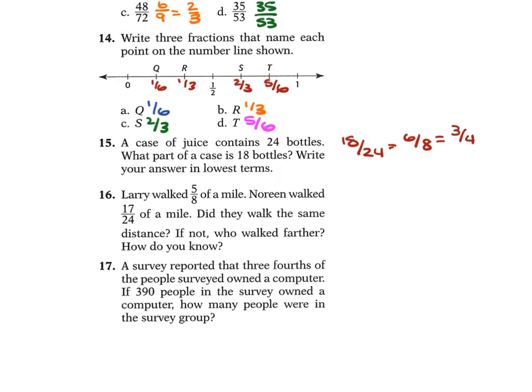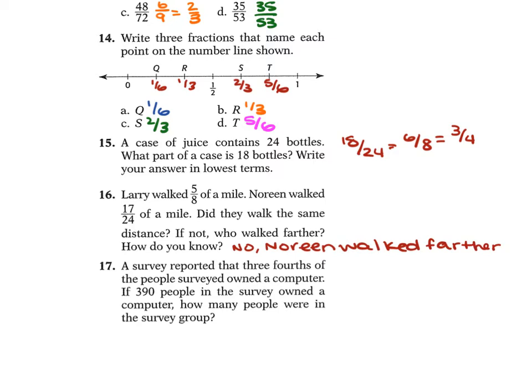16 says Larry walked 5/8 of a mile. Noreen walked 7 over 24 of a mile. Did they walk the same distance? Well, no, because 8 times 3 is 24, but 5 times 3 is not 7. If not, who walked further? Noreen walked farther. So no, Noreen walked farther, because the 17 is greater than the 15.